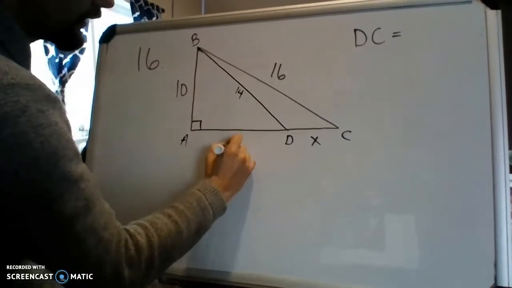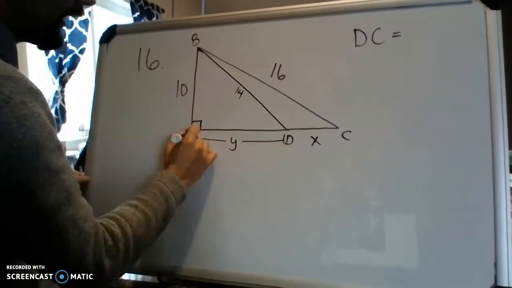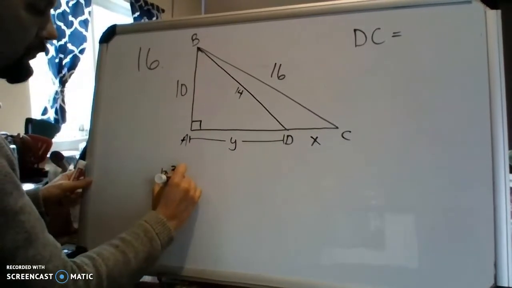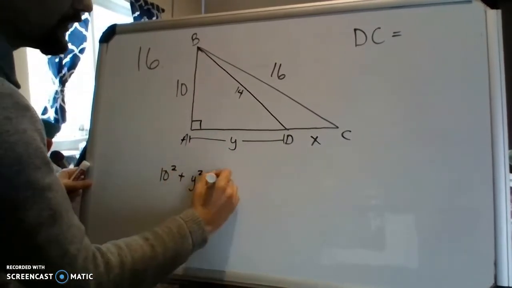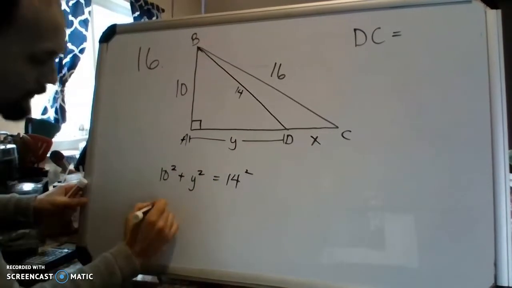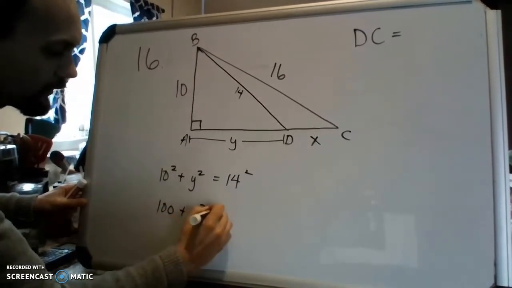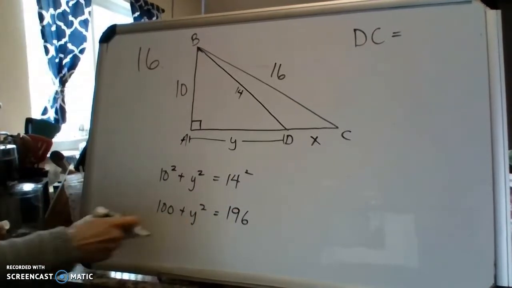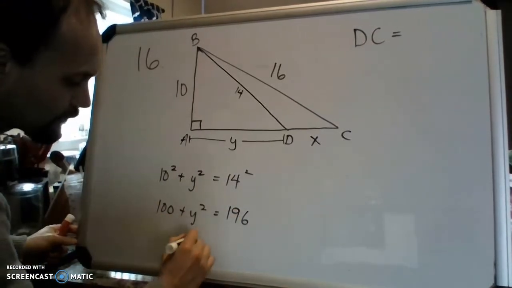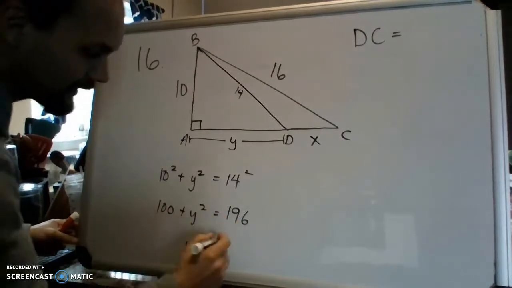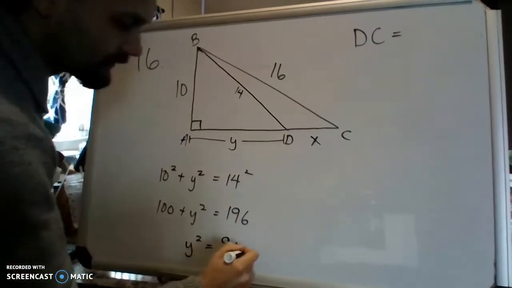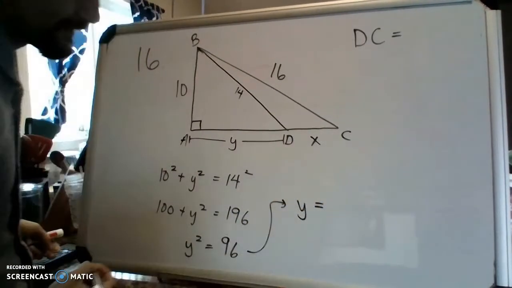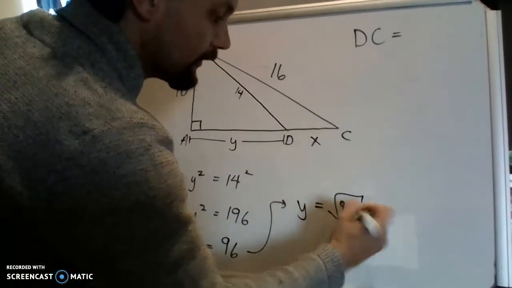So I'm just going to go ahead and call this the length y, and we'll use that to help us solve. So 10 squared plus y squared would be equal to 14 squared. So that would be 100 plus y squared equals 196. Then we want to get y squared alone, so let's take the 100 over by subtraction. So 196 minus 100 would be 96, and then finally, if y squared is 96, then y by itself would be the square root of 96.